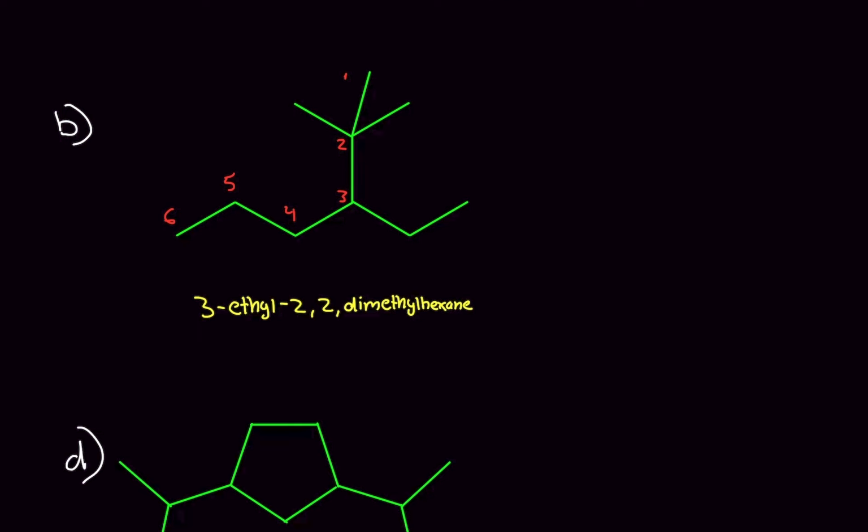2,2-dimethylhexane. Hexane means 6 carbons. Like I said, we have the ethyl group on carbon number 3, and the 2 methyl groups on carbon number 2, and we say dimethyl. And yes, you do write 2 twice.